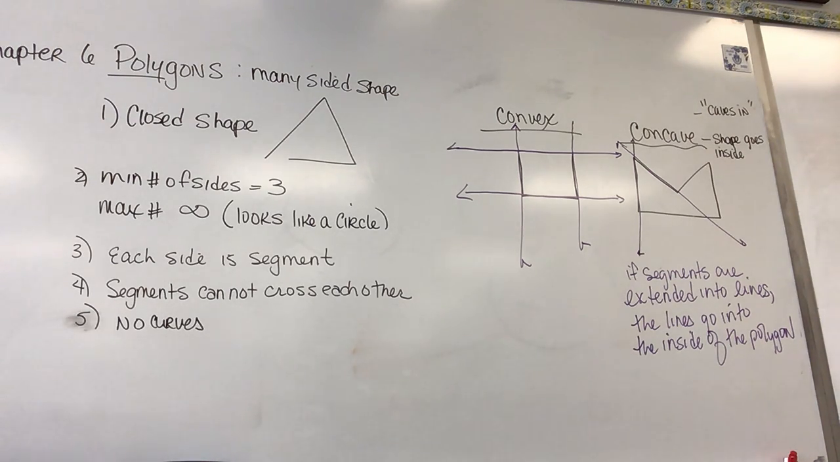Okay, so now go back to your notebook. Draw me a 6-sided figure that is concave and a 6-sided figure that is convex. Draw a 6-sided polygon that's concave and a 6-sided figure that's convex.